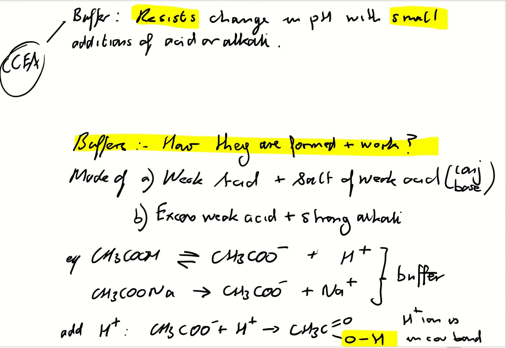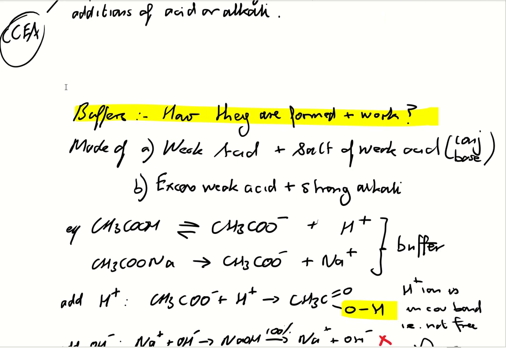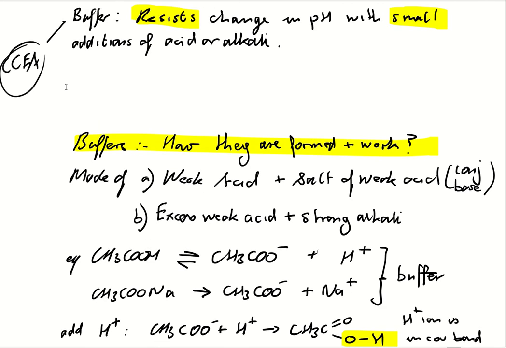So it doesn't completely prevent pH changing, but it does resist changes in it, and if you add a huge amount of acid or alkali, then the buffer will be destroyed and it won't actually stop the pH changing at all. So it's not this sort of magical solution that you can continue adding acid or alkali to and the pH doesn't change. That just does not happen. Okay, so that's your definition, that's what it does.